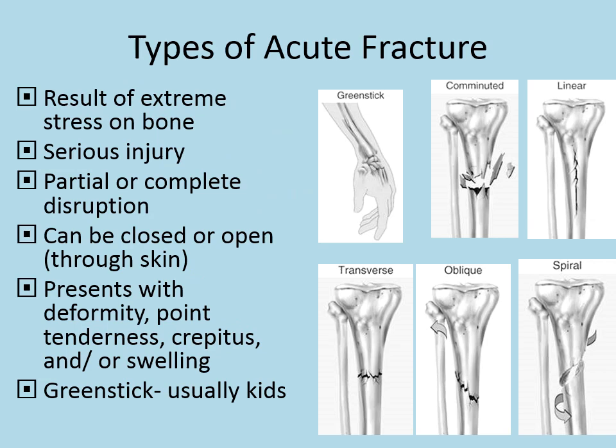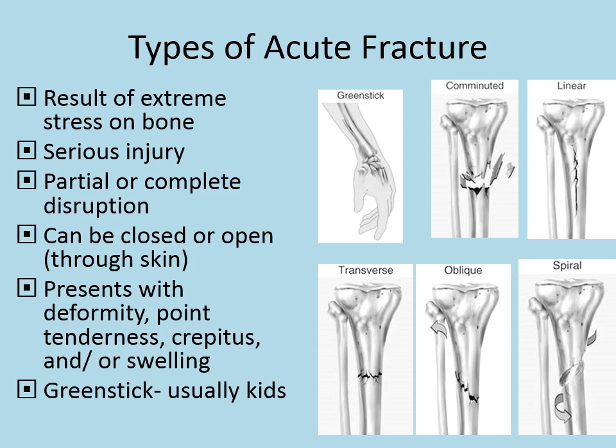So on this slide, we have 6 types of acute fracture. Fractures are caused by a result of an extreme stress on the bone. And there are multiple different types of stresses that we can have on the bone that will dictate the amount and the type of damage that occurs in the bone. Fracture is considered a serious injury. And with fractures, we can have either a partial or complete disruption of the bone.